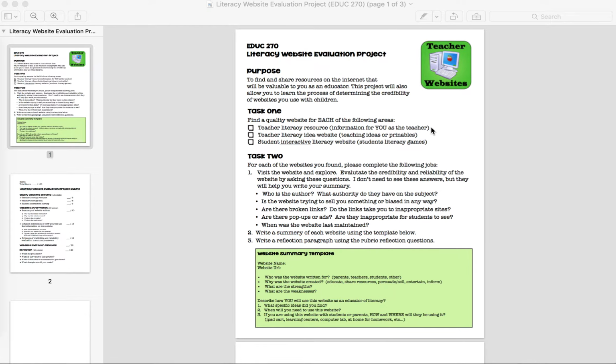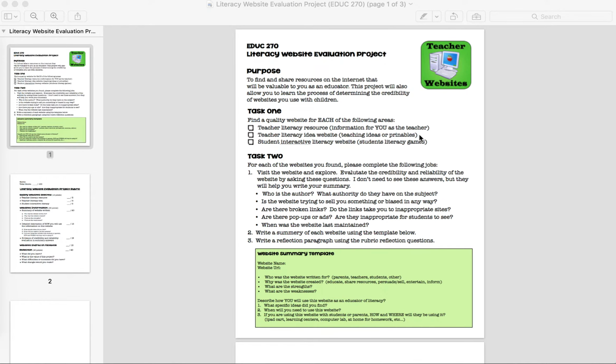So the first website you'll look for is a teacher literacy resource site. The second website you'll look for is a teacher literacy idea website. And this is a website that you would get on that would give you a teaching idea to use with students or a printable. And this is something that you could print, and it could be a worksheet, it could be a learning center or a game, but it's a place where you could go to get ideas for your classroom. So it's not about the information like the first one was, it's more about teaching ideas.